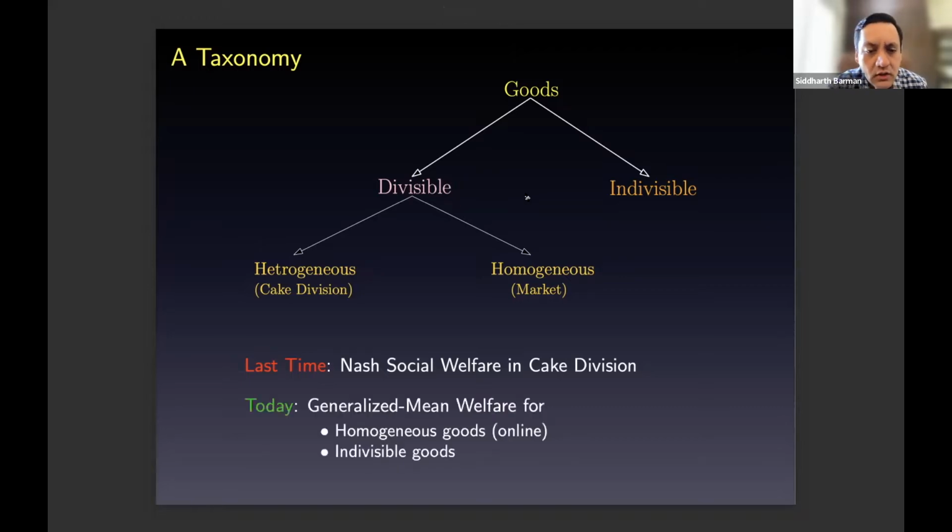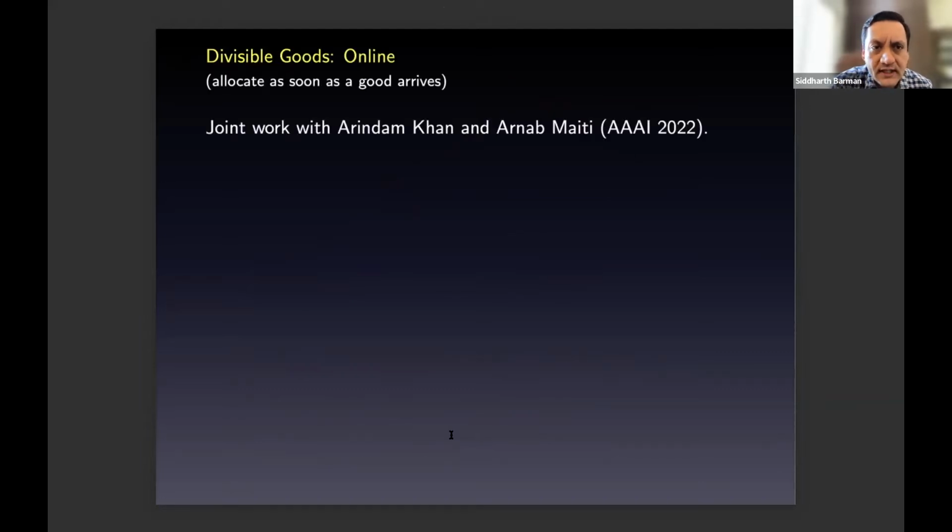Today I'll talk about homogeneous goods, and then the third part of the talk would cover indivisible goods. So let me move on to homogeneous. The problem I'll study would be an online problem. I'll set up the model and describe it in a bit of detail.